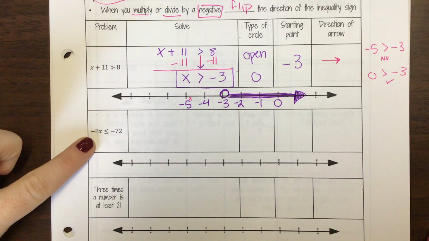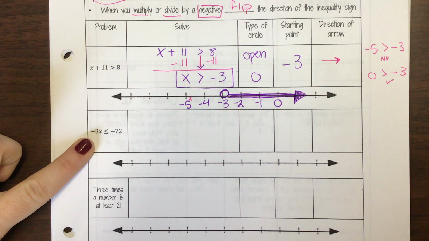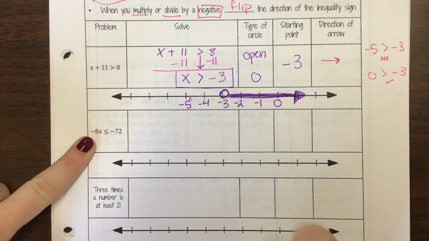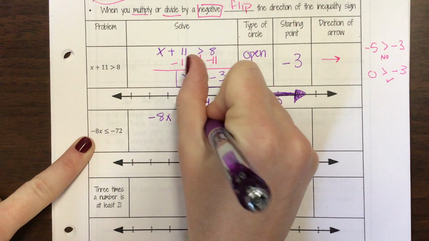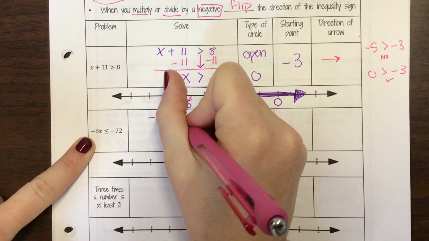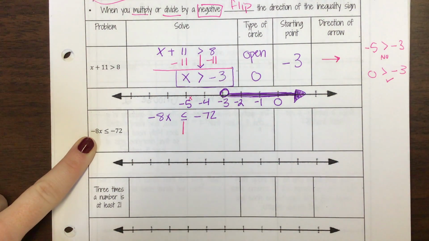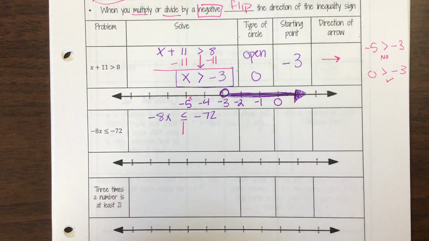All right, this one, negative 8x is less than or equal to negative 72. I'm going to start by rewriting that and solving it. So negative 8x less than or equal to negative 72. Then I draw a line underneath my sign just to keep it organized. No mathematical reason, just for organization. Okay? I first undo anything that is furthest from the variable. There's nothing being added or subtracted here, so I don't need to do that step.